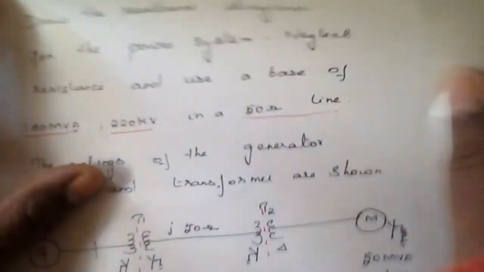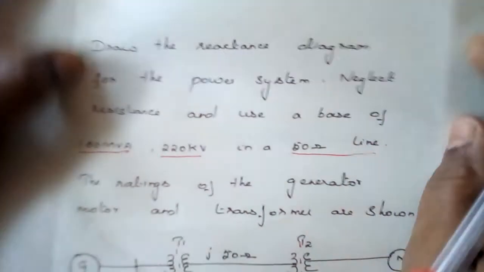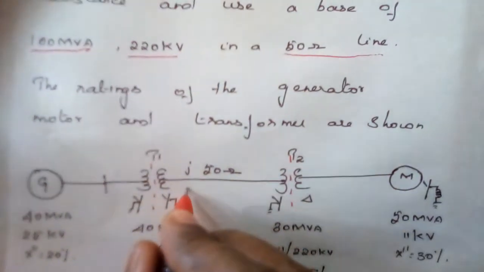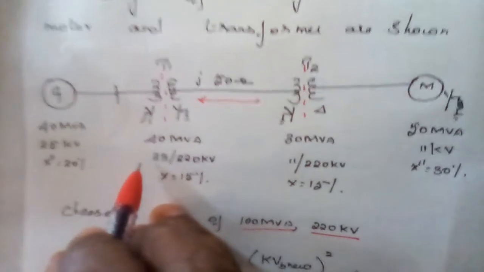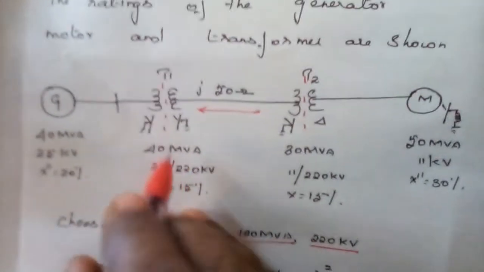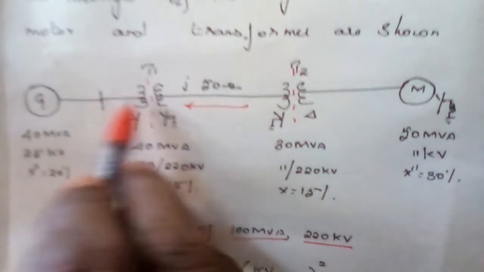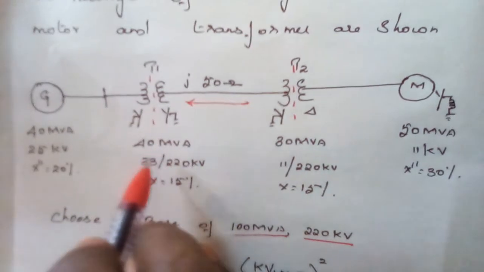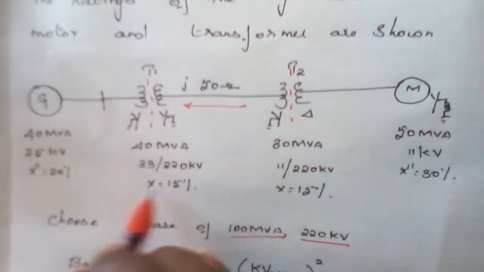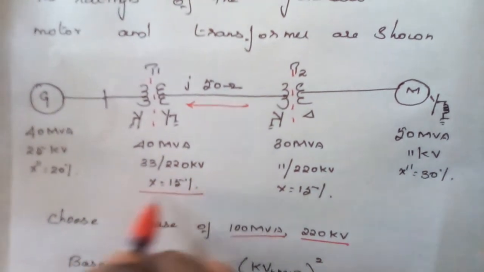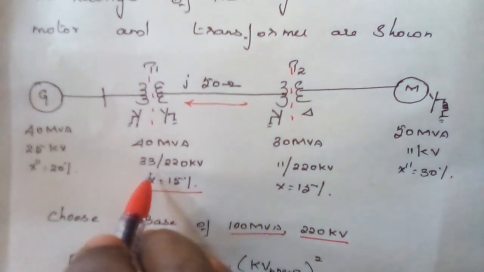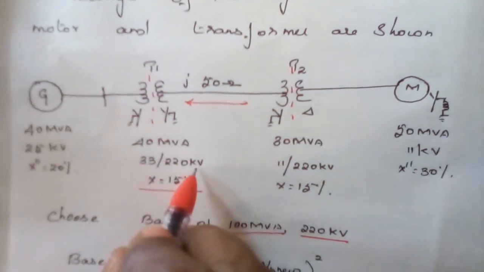In this case, the next component is transformer T1. We have completed the transmission line and got one per unit value. The next is transformer T1, and for that we need to calculate the per unit value. Its given values are 40 MVA, 33 kV, 220 kV.